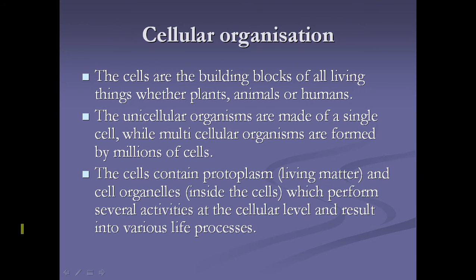Next characteristic is cellular organization. You all know cells are the smallest functional and structural unit of life, and cells are the building blocks of all living things like plants, animals, or humans. In unicellular organisms, only one cell is there, and multicellular organisms are made up of millions of cells. Cells contain the living matter, which is protoplasm, and other cell organelles, which perform several activities at the cellular level, resulting in the various life processes.